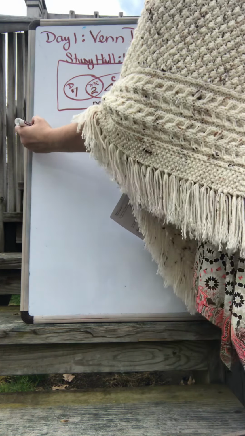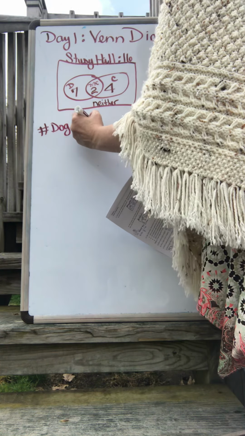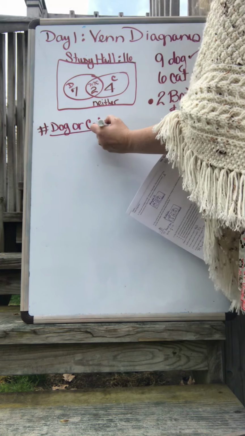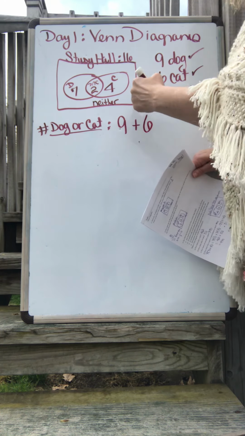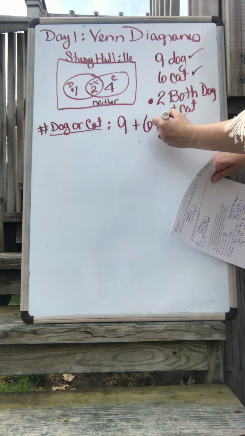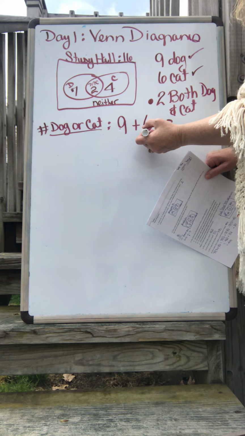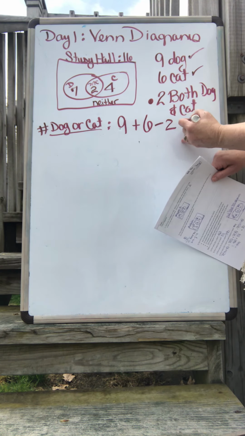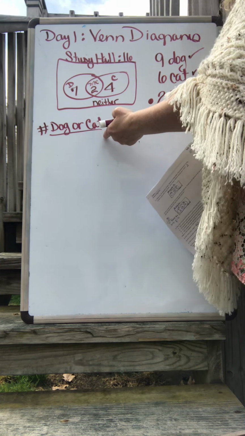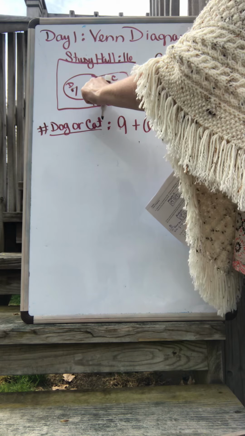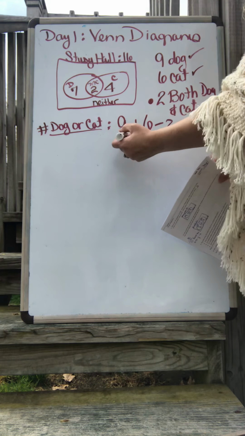If I want to know the number with the dog or a cat, this goes back to our class notes now. 9 had a dog. 6 have a cat. But I need to subtract the overlap, the 2 that have both. 9 plus 6 is 15, and 15 minus 2 gives me 13 kids in my class have a dog or a cat. 7 plus 2 is 9, 9 and 4 is 13. So you can look at it on the picture, you can look at it using the formula.